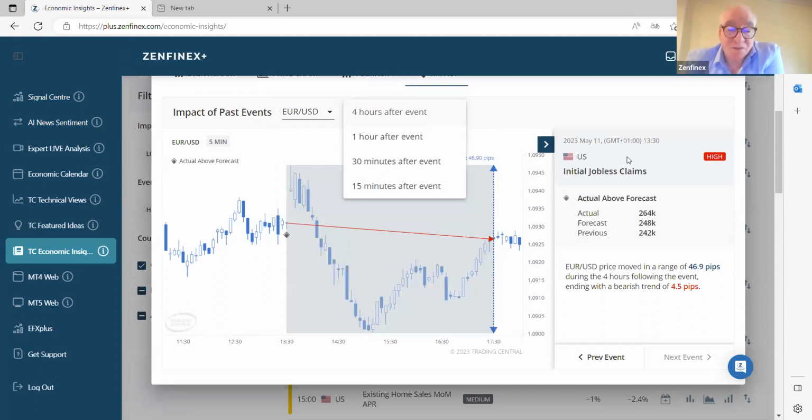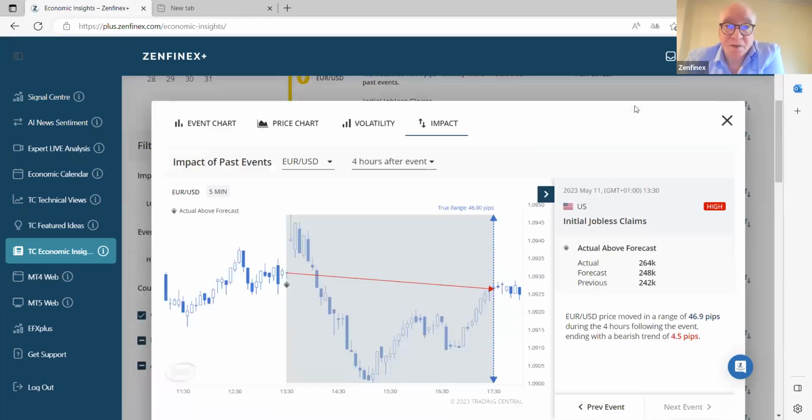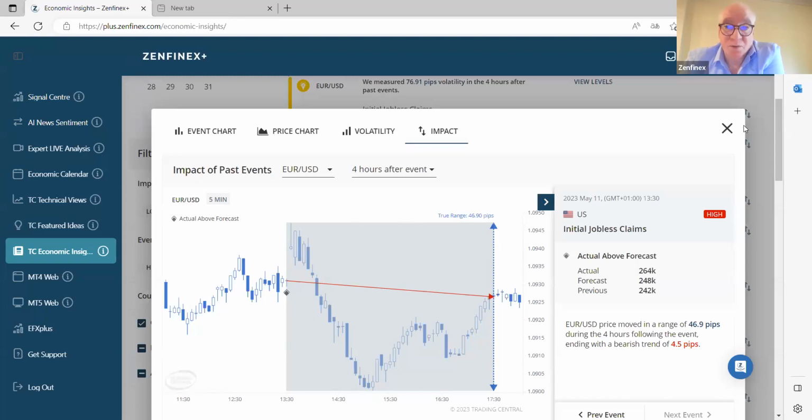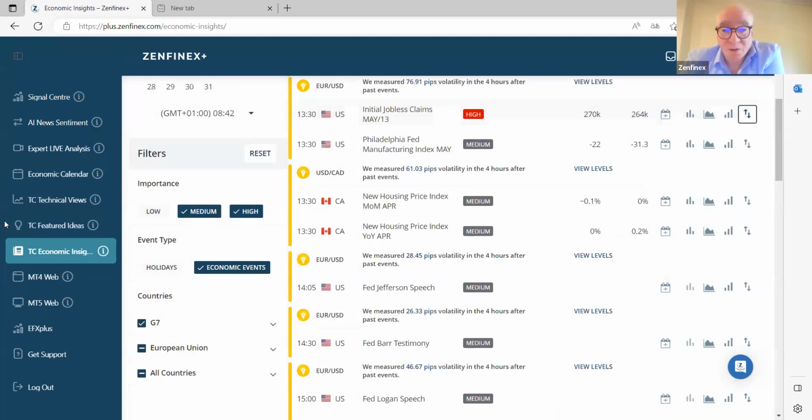So what this is telling us from the previous initial claims was that even though it was worse than forecast, it didn't really do that much to the euro dollar, which is interesting in itself. So that's quite an interesting tool here. The other tool is the featured ideas.